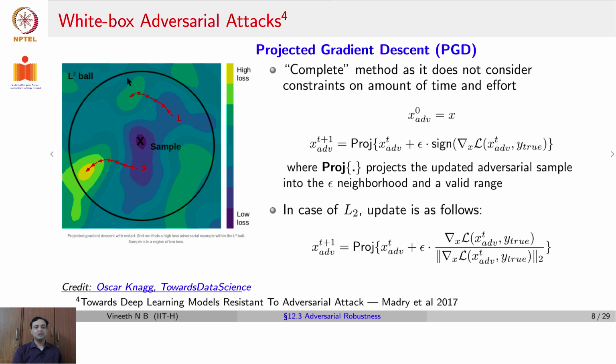The visualization here shows a loss surface. The sample is initially in a region of very low loss, and by taking a series of iterative steps, the sample is moved to a position where the loss is very high. Remember, yellow here is high loss, and in 2 different runs, you take the sample to 2 different locations where the loss is very high.